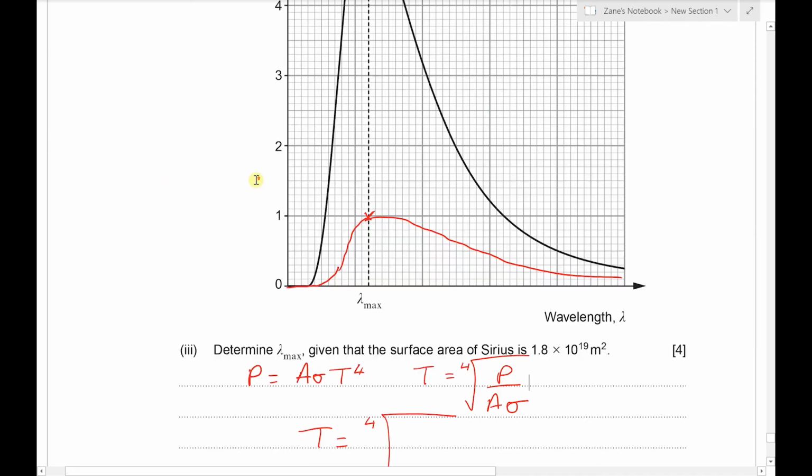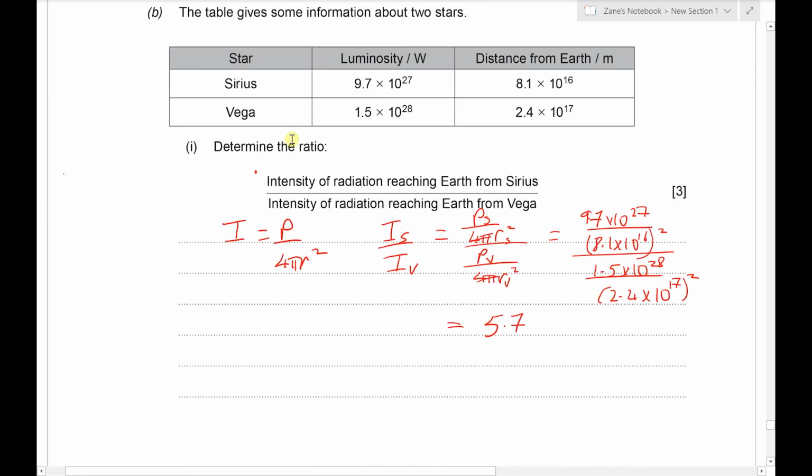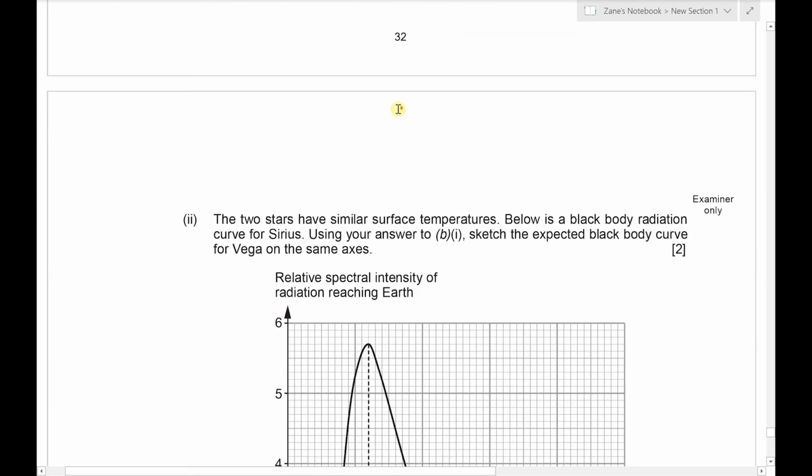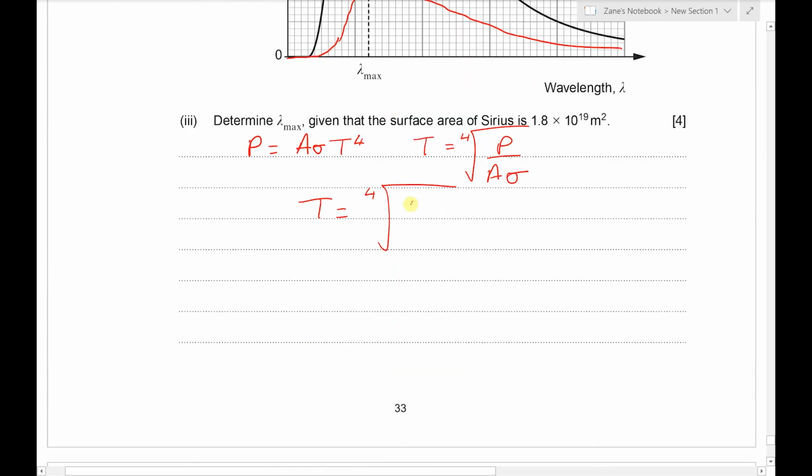So let's put those figures in. Power was given in the earlier part of the question, 9.7 times 10 to the 27. The area in this question is 1.8 times 10 to the 19, and sigma, Stefan's constant, is 1.67 times 10 to the minus 8. If we place those into our calculator, we end up with a temperature of 9,874 Kelvin.